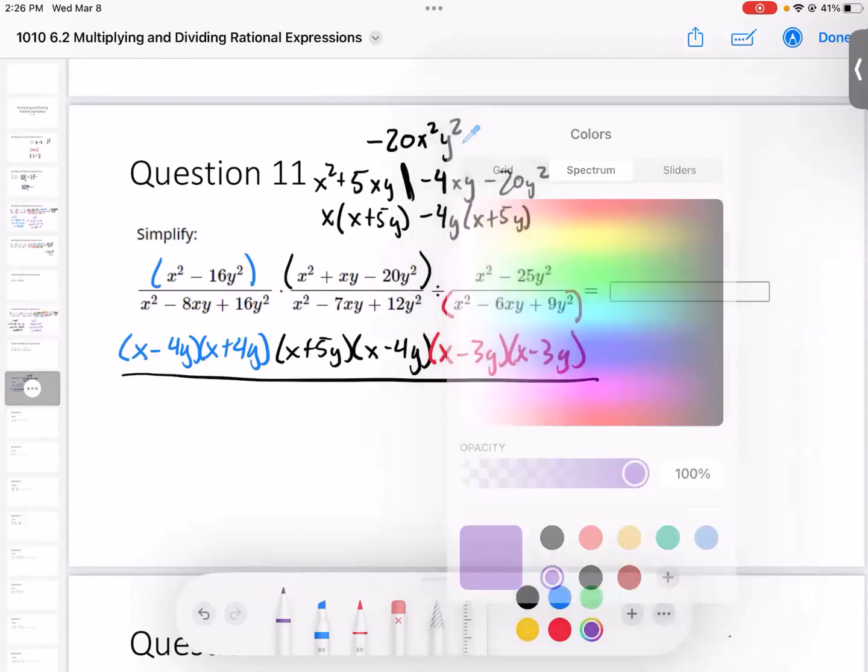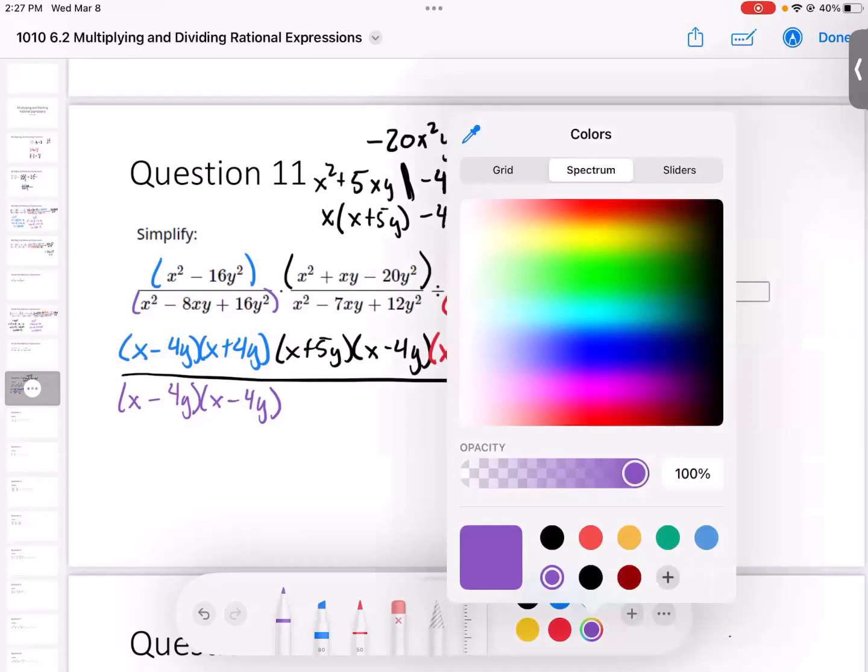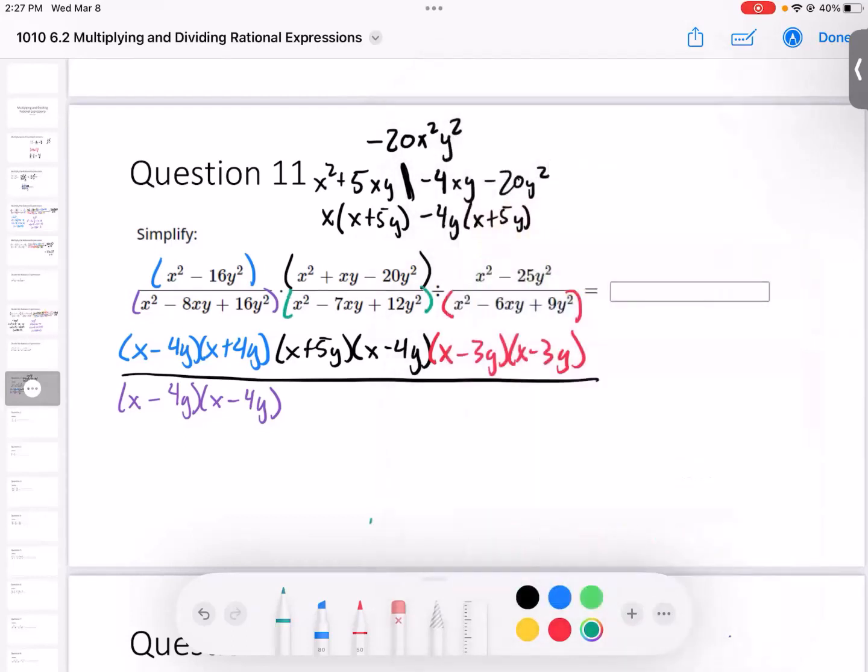And then for the bottom of my fraction, I'm going to take this polynomial, which I think factors to x minus 4y times x minus 4y. Again, you could use the trinomial trick to get that, but that's what that will factor out to be. And then this polynomial right here will factor to be, I think, x minus 3y times x minus 4y.